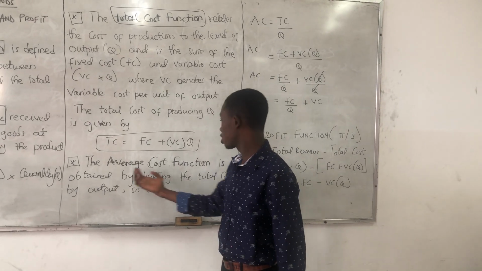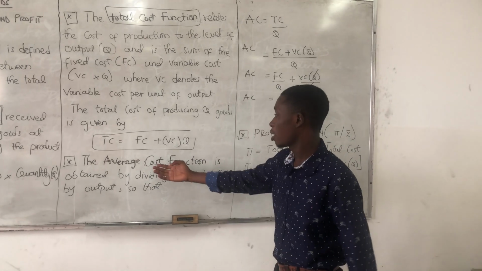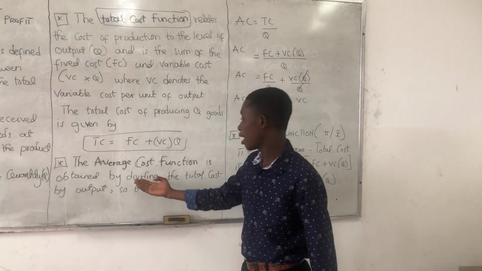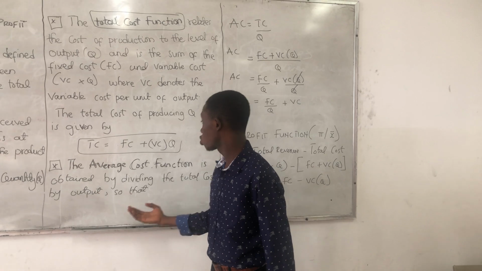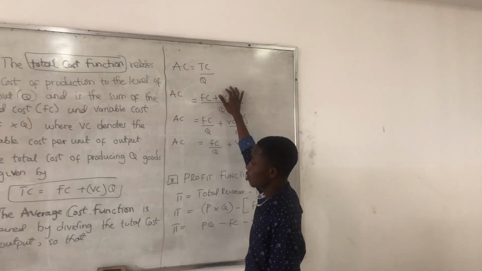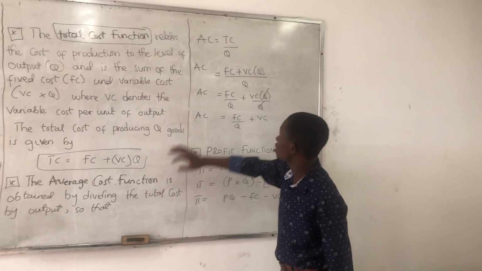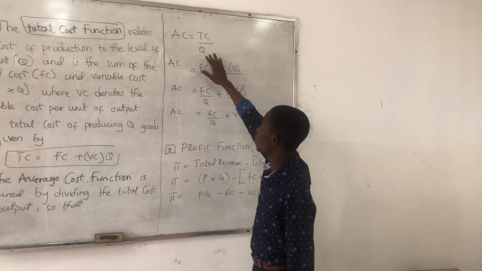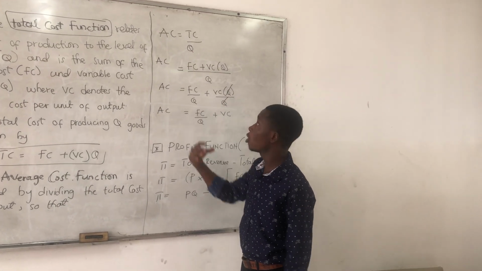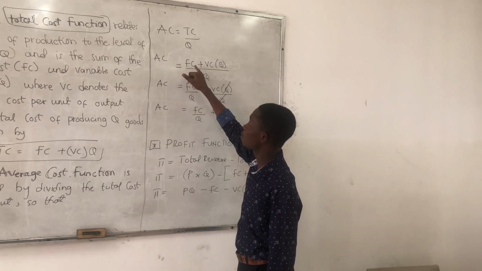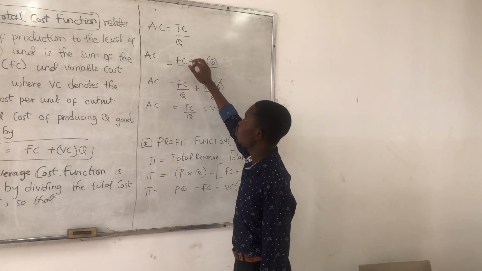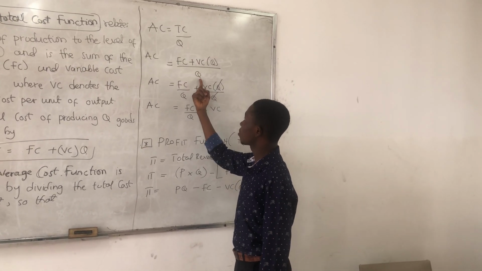Then move on to the average cost function. The average cost function is obtained by dividing the total cost by output, so the formula for average cost is average cost equal to total cost over quantity. We all know that before we are able to get a total cost, it's fixed cost plus variable cost times quantity. Remember, it's divided by Q, so this is the same Q here.